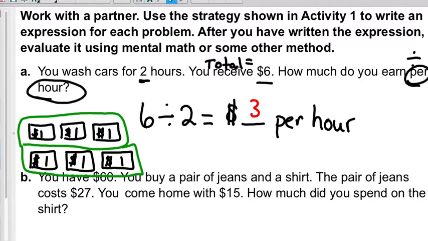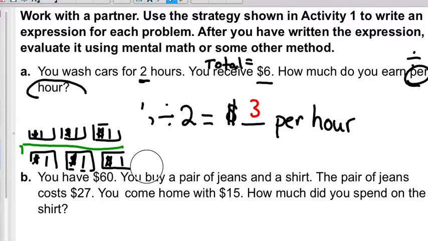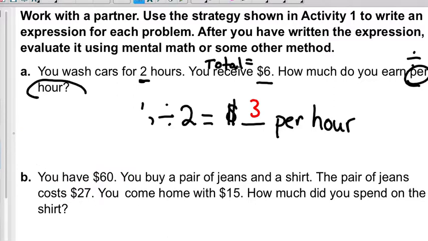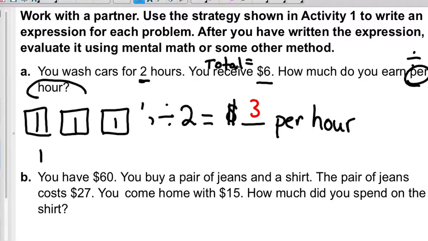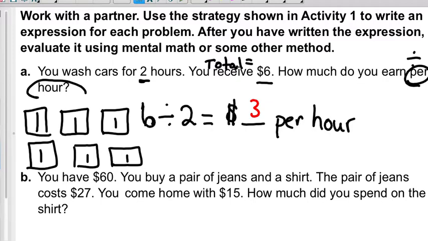Now, if I change this story, though, and I hate doing this, but I'm going to have to in order to make it work. If I change my story, and I say instead of working 2 hours, you worked 3 hours. How much would you earn per hour? I still get $6, but how much money per hour do I get then? Jaden: it would be $2 an hour.